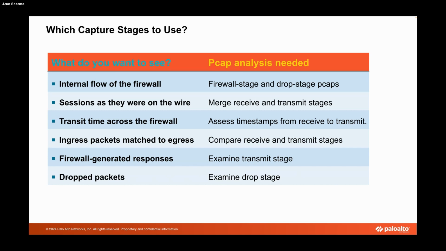And for any dropped packets, you have to examine the drop PCAP. Anything can be dropped by the firewall. There are n number of reasons, but just to troubleshoot, look for the interesting traffic. If it's part of your drop packets, then you have to find out the reason why the firewall is dropping that.